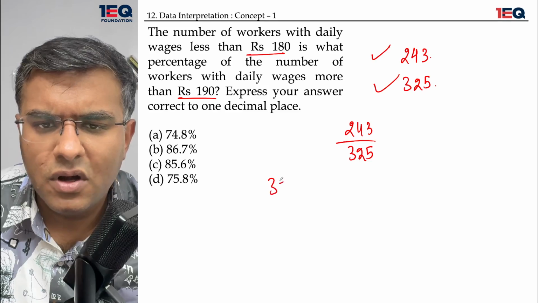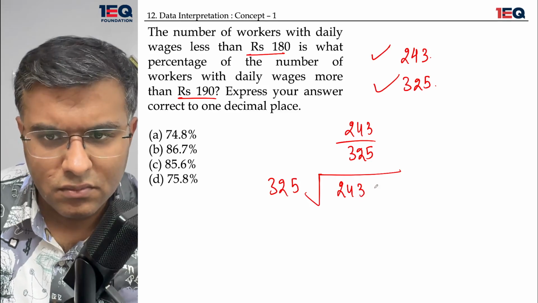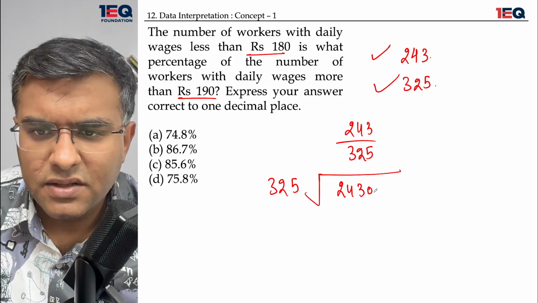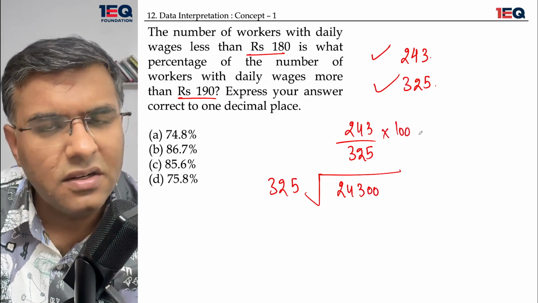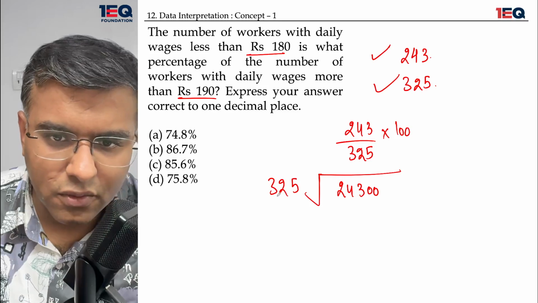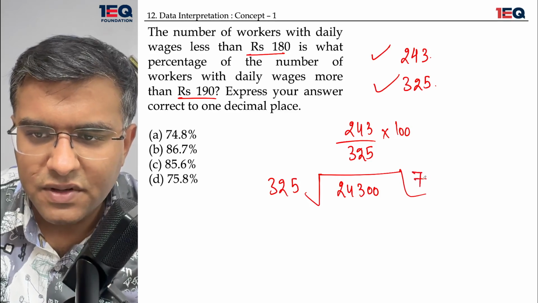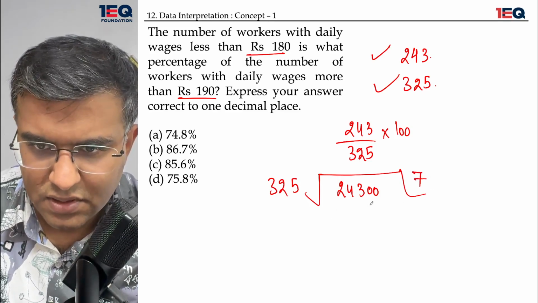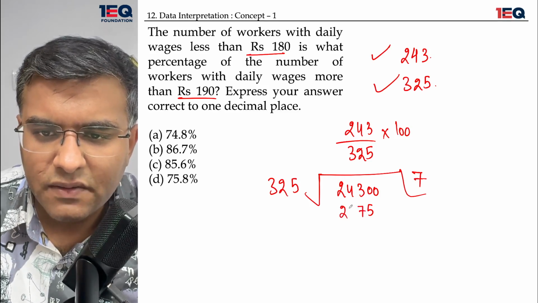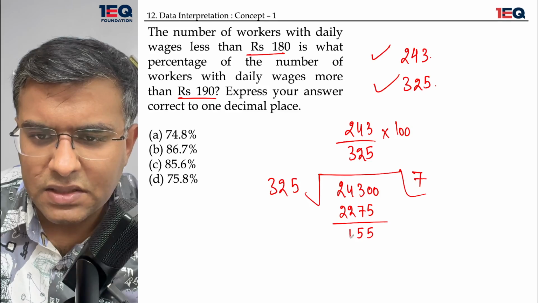325. I will follow the long division method. This is 243. There is a 100 required here because this would give me my final answer in terms of percentages. So 8 threes are 24. That is not going to help me. 7 is going to help me. 7 fives are 35. 7 twos are 14. 14 plus 3 is 17. 7 threes are 21. This is 2275.